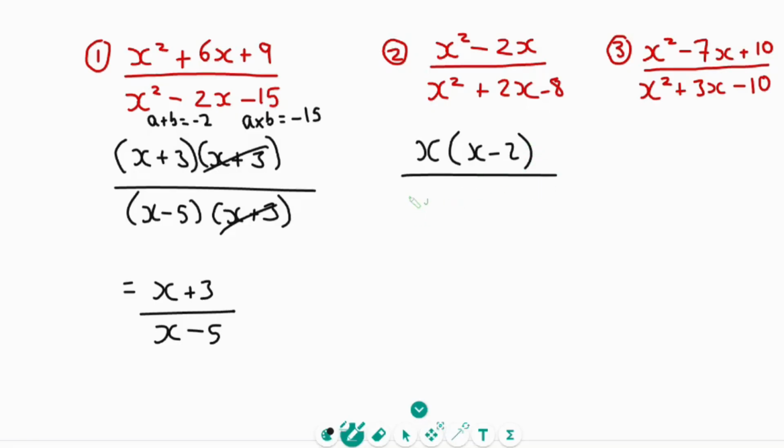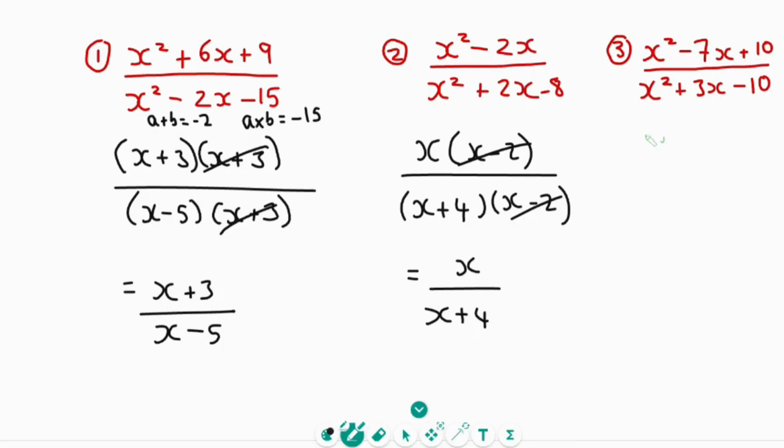Denominator factorises 2, x. So two numbers that multiply to get negative 8 and add to get 2. 4, x plus 4, x minus 2. Cancel out. X over x plus 4.